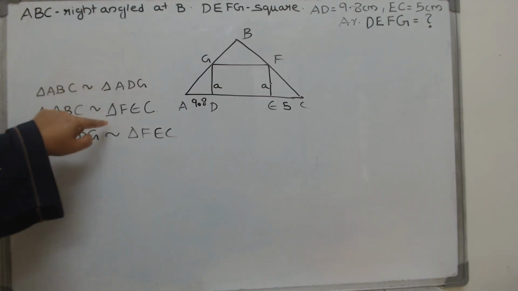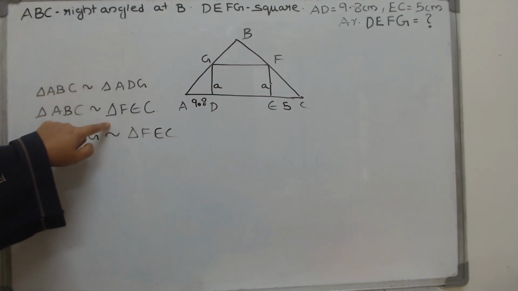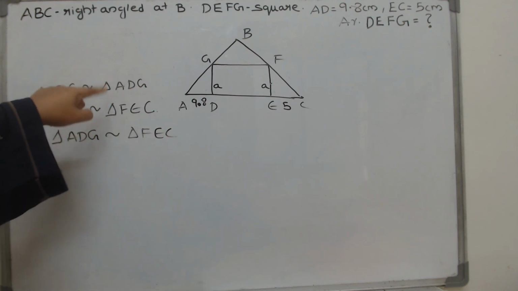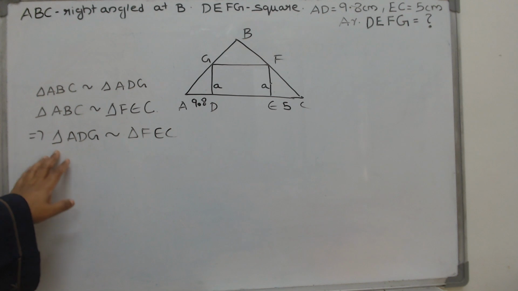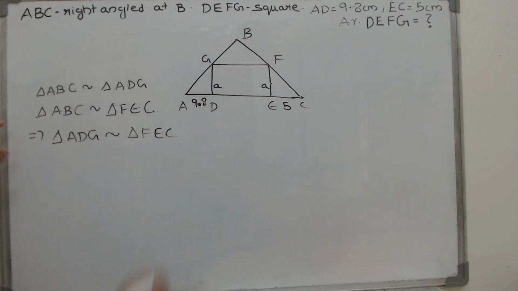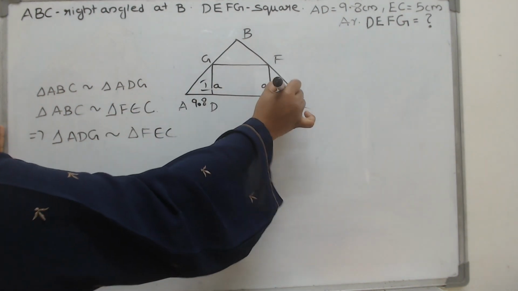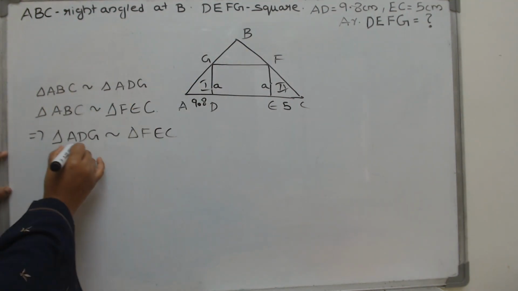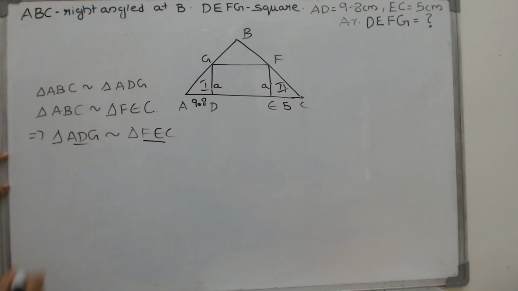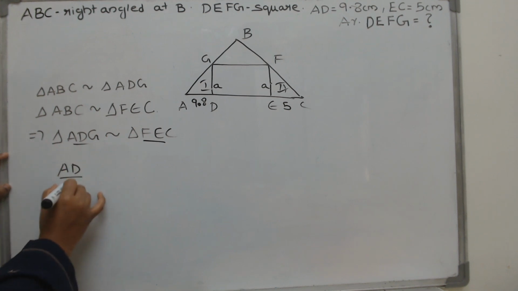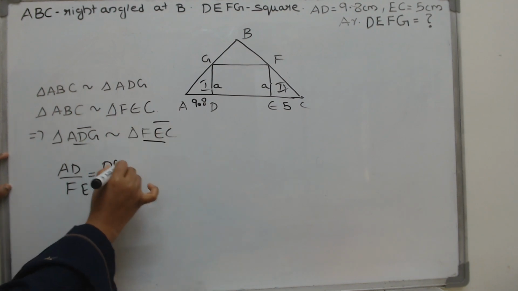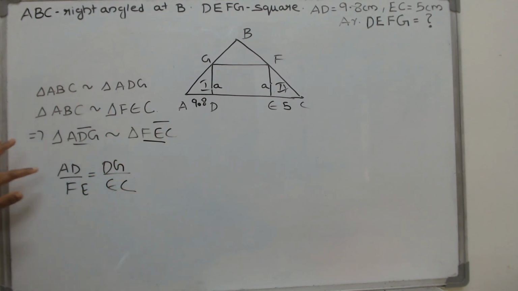So both of these small triangles are similar to the same triangle, which means what? They are similar to each other. So we know that these two small triangles, which we named 1 and 2, are similar to each other. What does that mean? The ratio of their corresponding sides are equal, which means AD by FE is equal to DG by EC. But then what is AD?